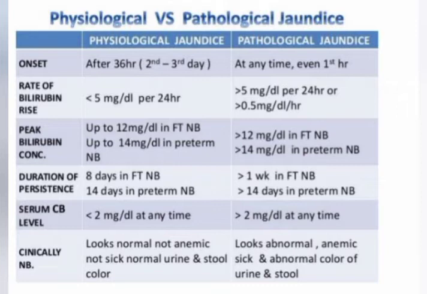Now coming to another factor, the clinical presentation. In physiological jaundice the baby will look normal, not anemic, not sick, and will pass normal color urine and normal color stool. But in pathological jaundice, the baby will look abnormal, anemic, and sick, with abnormal color of urine and stool. Generally, clay color stool will be seen in pathological jaundice.